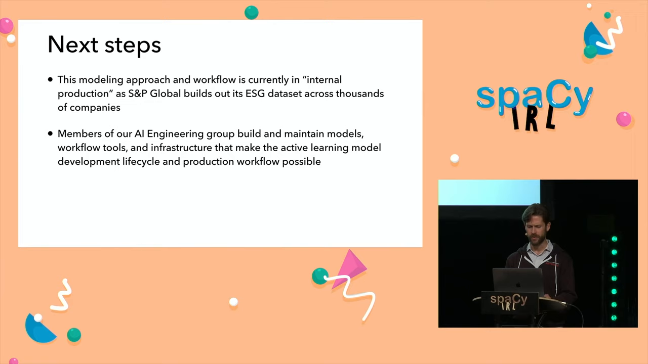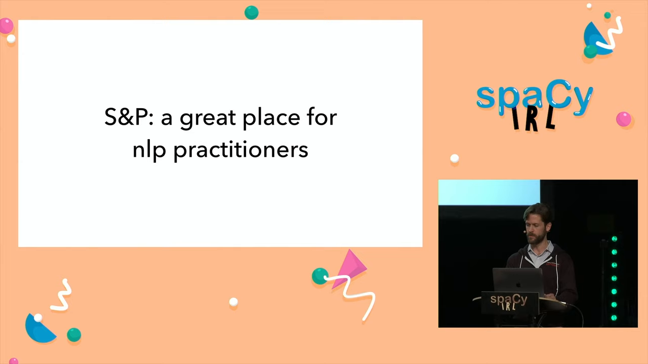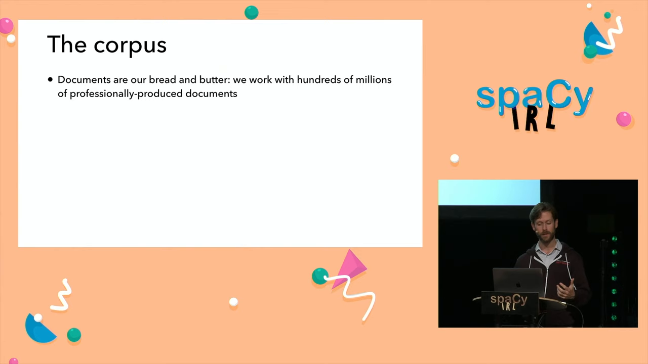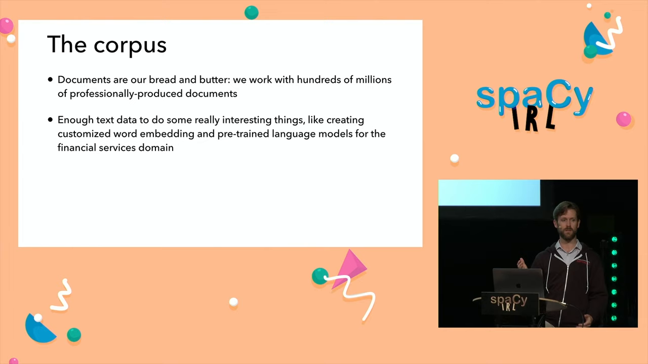So if I haven't convinced you already, I'm going to now persuade you that S&P is a great place for NLP practitioners to be in my last 80 seconds or so. So first thing I wanted to point out is our corpus. We work with hundreds of millions of professionally produced documents. And this is enough text data to do some really interesting things like create your own custom word vector embedding models or pre-trained language models for the financial services domain.